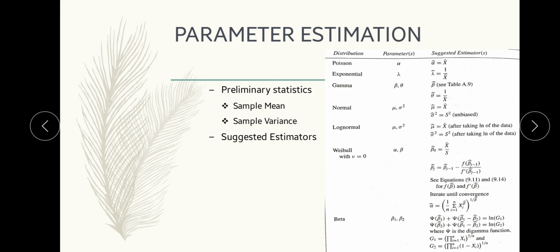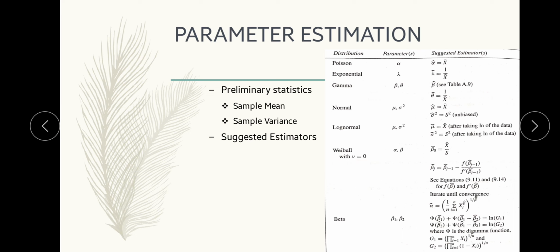This table is already predefined by researchers, and they have given 3 columns: distribution, parameters, and suggested estimators. The name of the distribution is mentioned first. The next column is the parameters. In some distributions only one parameter is used, and sometimes 2 different parameters are used. In the gamma distribution you can see 2 parameters, that is beta comma theta. The values of beta and theta can be obtained from the table A.9, mentioned in appendix A.9. So these are the distributions, parameters, and suggested estimators.